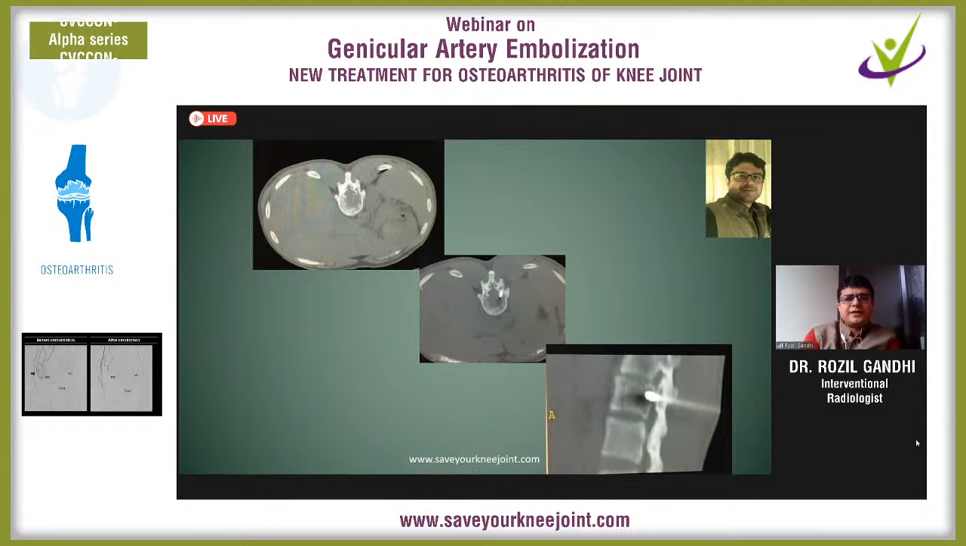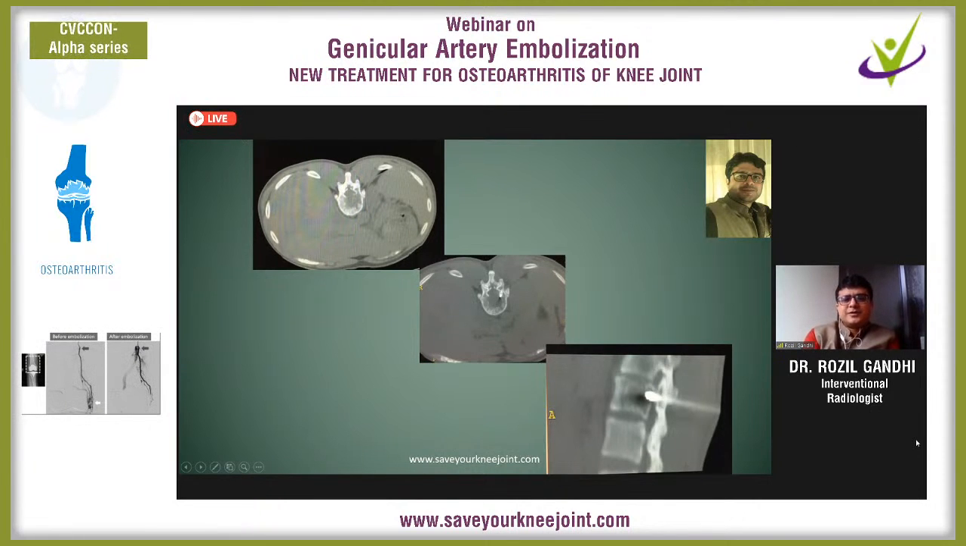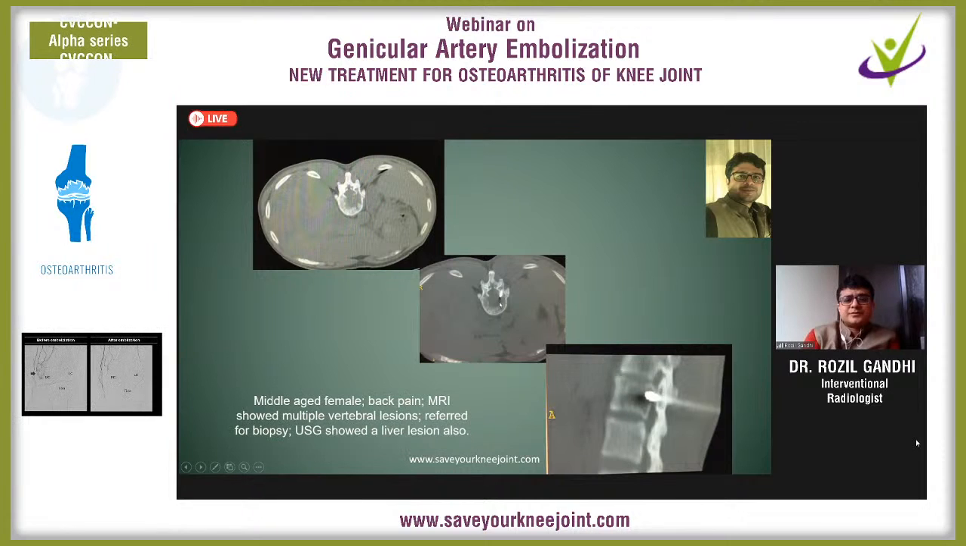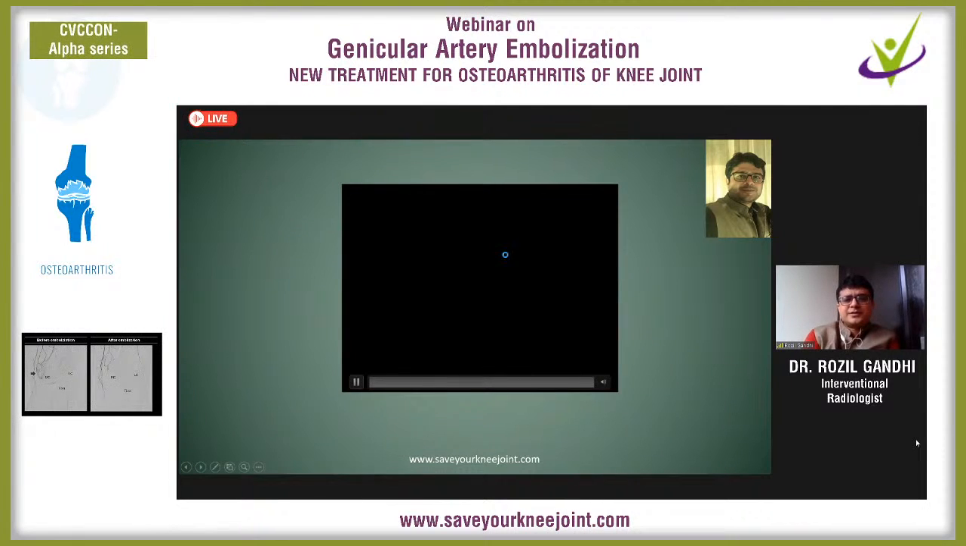Just to keep you all awake, this is the biopsy of the dorsal vertebra. Needle is typically in the lesion. Middle-aged female, multiple vertebral lesions.